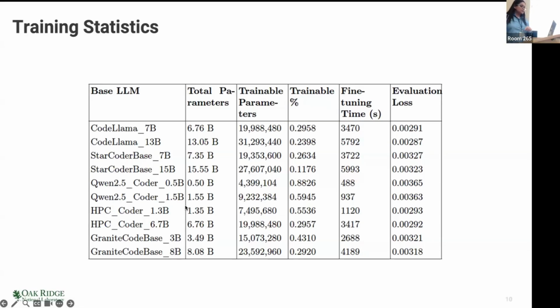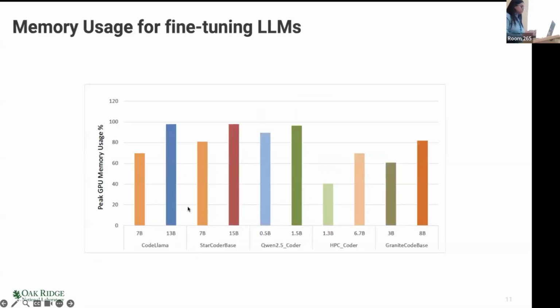So the evaluation loss is important. You want the evaluation loss to be as low as possible. That tells you that the model is being fine-tuned on a highly specialized domain with high prediction confidence. So you have to always check on the evaluation loss.